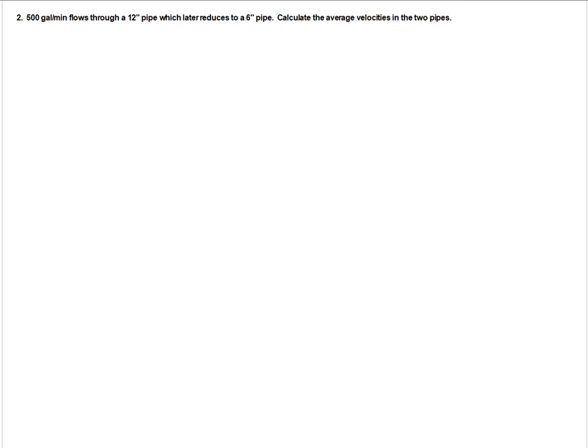So let's put our given information in first. Our volumetric flow rate is 500 gallons per minute. The first section of our pipe is 12 inches in diameter. The second section of our pipe is 6 inches in diameter.